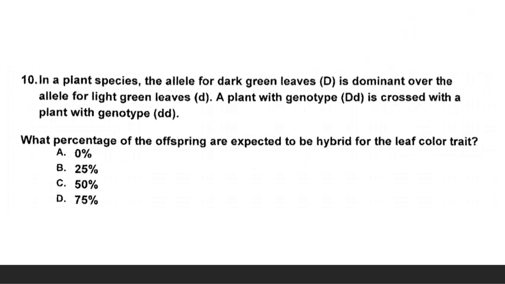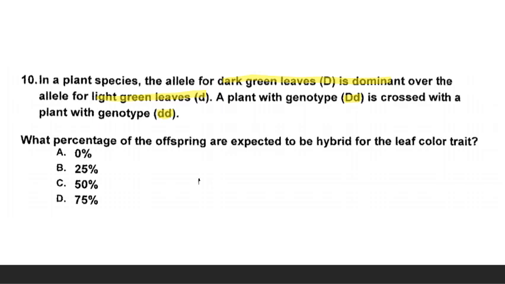Number 10. In a plant species, the allele for dark green leaves is dominant over the allele for light green leaves. A plant with a genotype of a dominant and recessive allele, or heterozygous, is crossed with a homozygous recessive plant. So it says, what percentage of the offspring are expected to be hybrid for the leaf color trait?